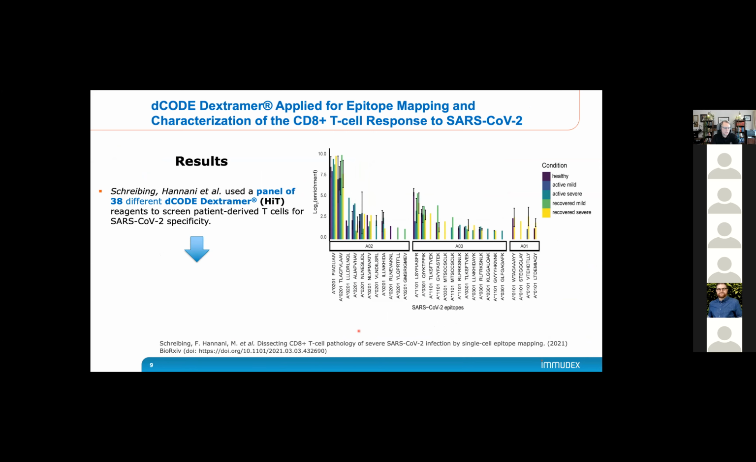Right. And just a few results I want to show from this paper, which is not completely parsed data yet. This is in the bioRxiv at this point in time. And SARS-CoV-2 is still big and affecting all of us. So this paper was interesting in that they used 38 different decode dextramers, and they started with our HIT panel. So these are the barcodes that are specific and manufactured by Immudex. 38 different specificities, plus there were 4 positive controls and 4 negative controls.